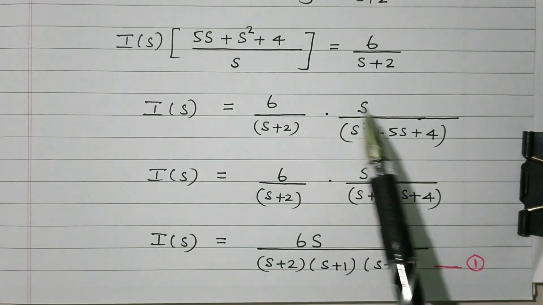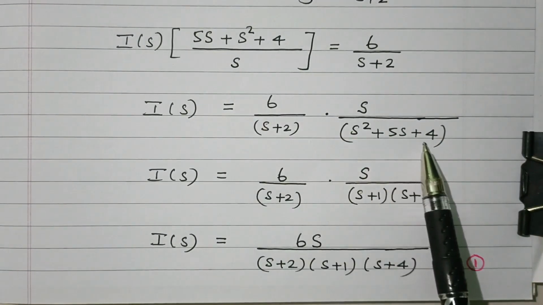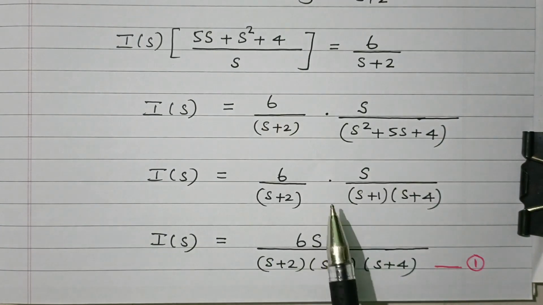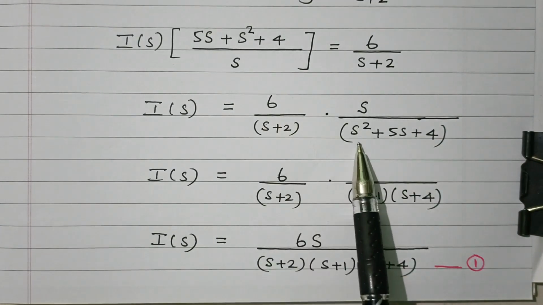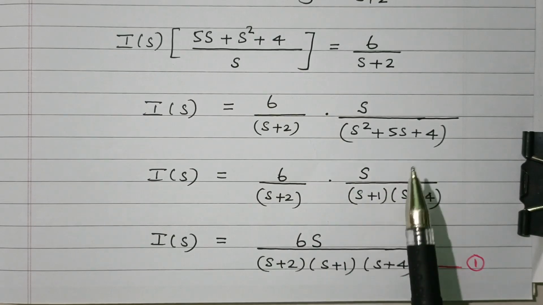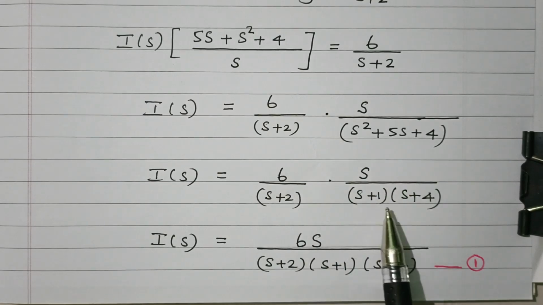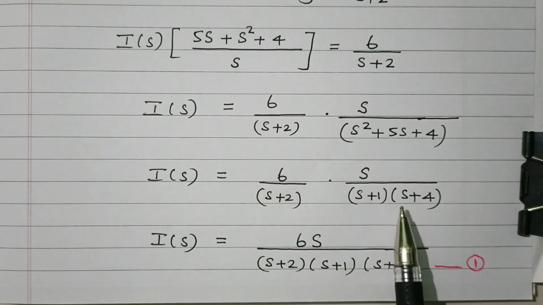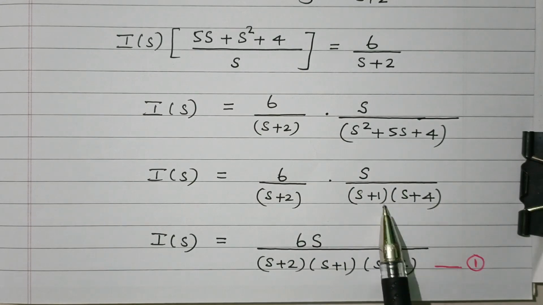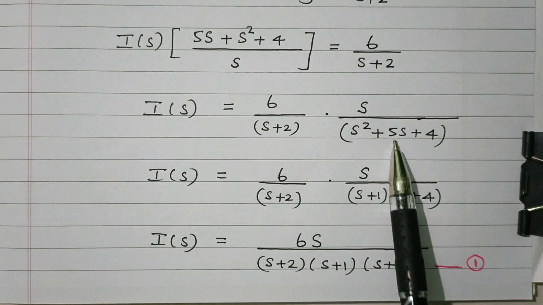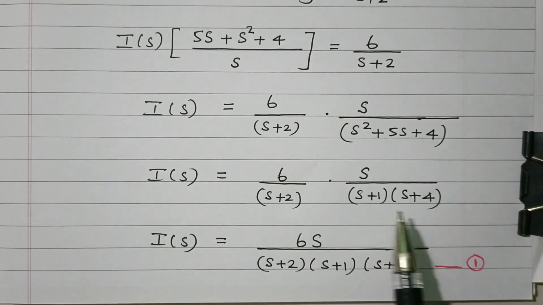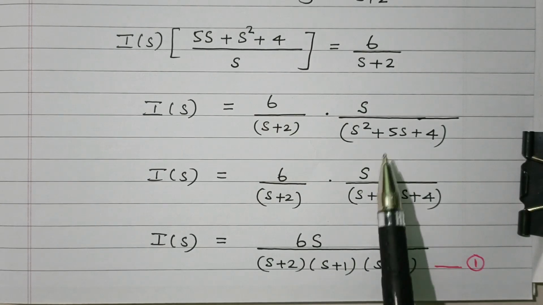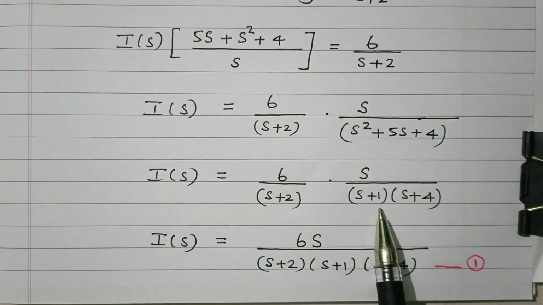So it is written as s divided by s square plus 5s plus 4. These two terms available. So 6 divided by s plus 2. So this quadratic equation can be written as s plus 1 times s plus 4. Right? We know that if we add these two, it will give the coefficient of s. If we multiply these two, it will give the constant. Based on that it is split. It is a very simple quadratic equation, so it is split.